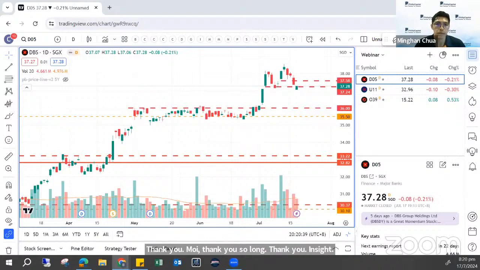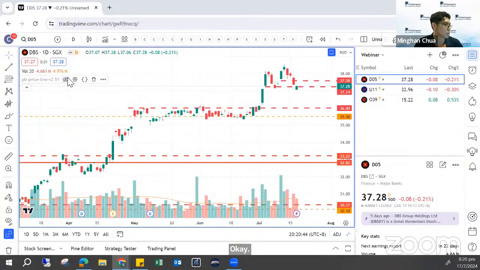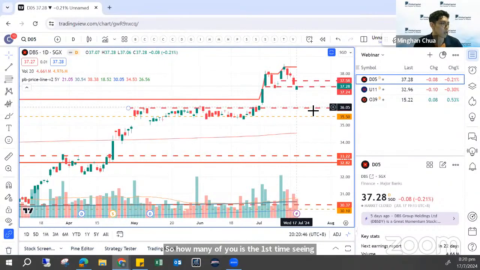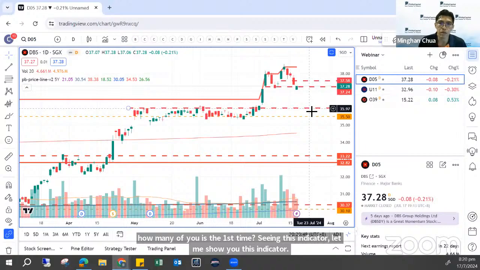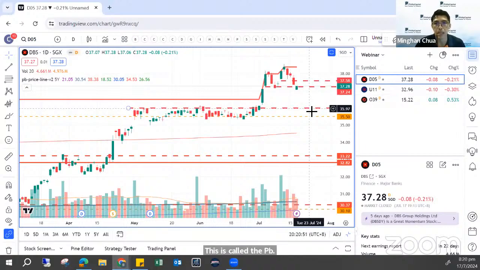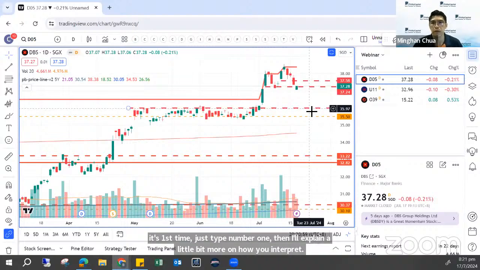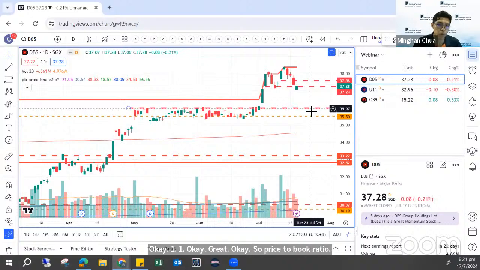Okay. So how many of you is the first time seeing this indicator? Let me show you this indicator. This is called the PB price line. If it's your first time seeing it, just type number 1. Then I'll explain a little bit more on how you interpret it. Okay, great.